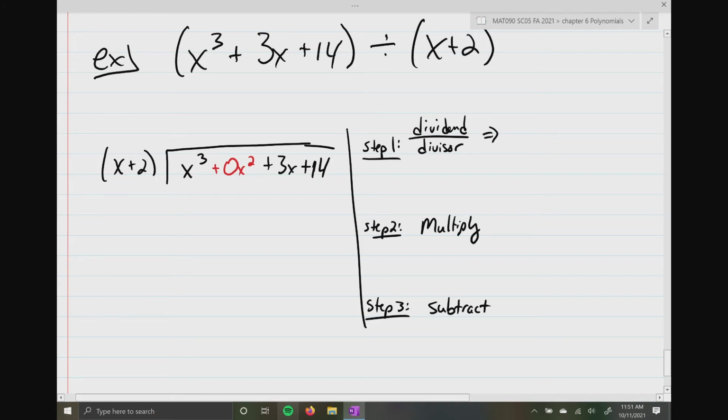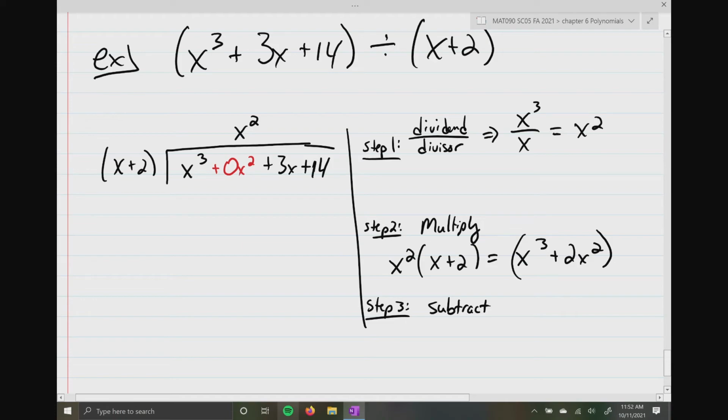Let's see here. Austin, step one. Can you help me out with step one? And what does that equal? X squared. All right, good. Sydney, now that I have this x squared, I know I have to put it in my quotient, but what else do I do with it? You have to multiply that by x plus 2. Good. So that's going to give me x to the third plus 2x to the second.